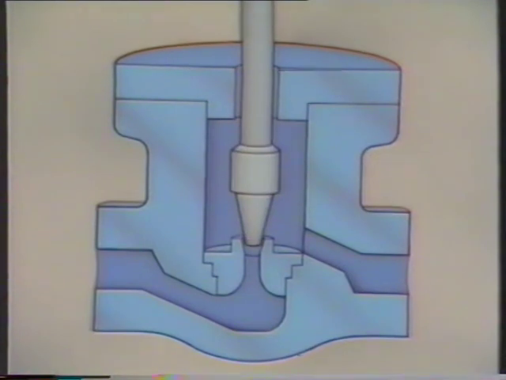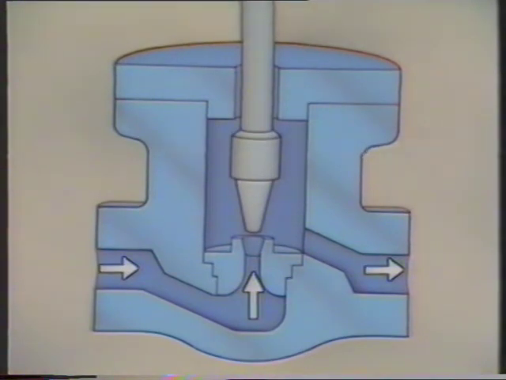Notice how the needle goes deep down into the seating area. A small movement of the valve stem causes a small, gradual change in the flow rate. This gives the needle valve its extremely fine throttling ability.